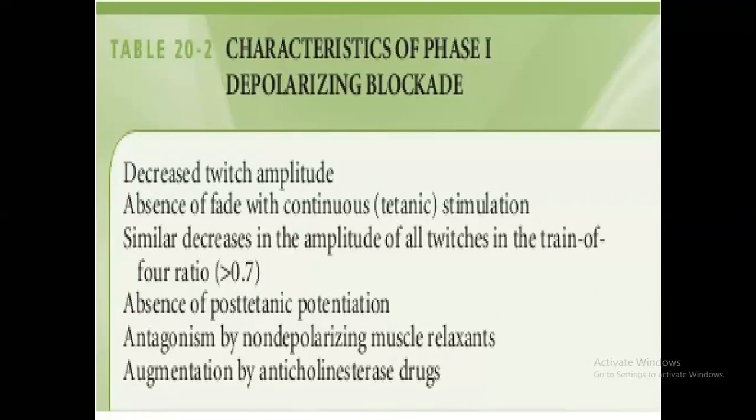If you see this slide, what is written is decreased twitch amplitude, depolarizing blockade. When you see the twitch height, it will be stunted, but the twitches at 1 second, third, will not go on decreasing. All of them are stunted, smaller in height. That is the difference between this and non-depolarizing muscle relaxant blockade twitches. The absence of fade will be there. There is a similar decrease in the amplitude of twitches, and train of 4 will be more than 0.7. Absence of post-tetanic potentiation, antagonism by the non-depolarizing muscle relaxant, augmentation by anticholinesterase drugs. What are anticholinesterase drugs? Neostigmine, one example.